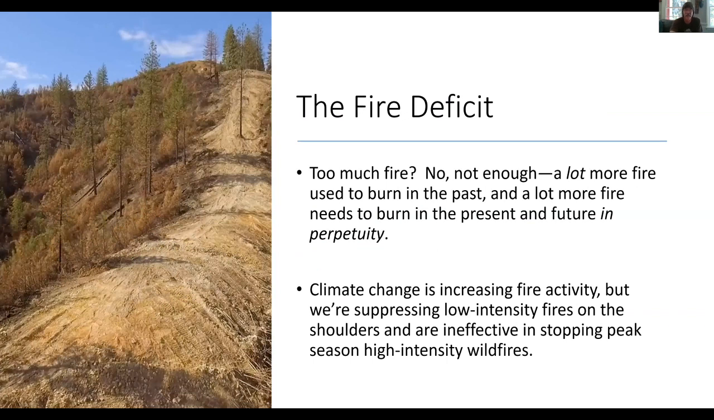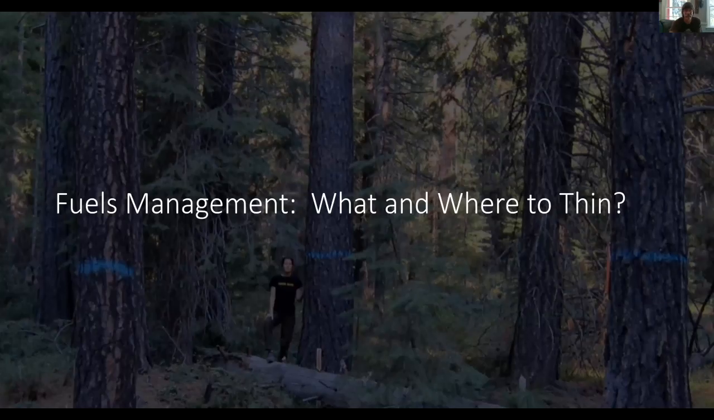Fire deficit. Not too much fire, no, not enough. A lot more fire used to burn in the past, and a lot more needs to burn in the present and future in perpetuity. So climate change is increasing fire activity, but we're still suppressing fire. We're attacking most fires. We're putting out the low intensity fires in the spring and late fall, and then we're just kind of helpless in stopping fires during the peak intensity of the middle of summer.